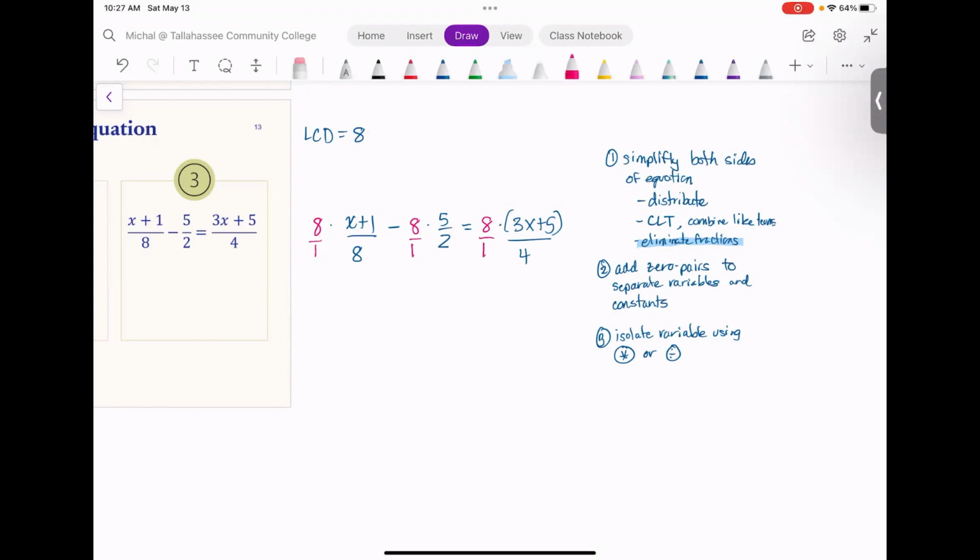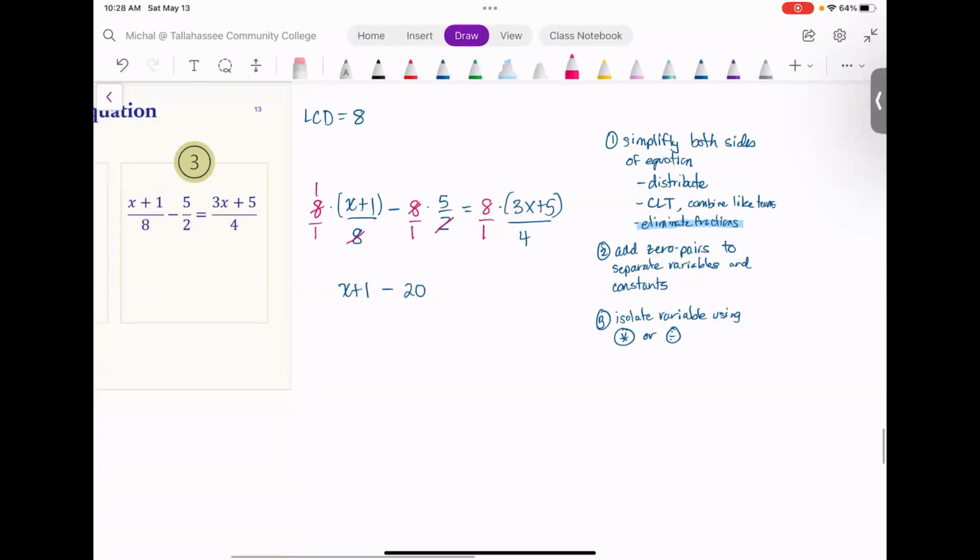On the left side, 8 divides 8 one time to get 1 times x plus 1. 1 times x plus 1 is just x plus 1, and I've completely eliminated the denominator, which was my goal. The second term, I can either cross multiply to get 40 divided by 2 is 20, or I can cross cancel before I multiply and get 2 goes into 8 4 times. 4 times 5 is 20. And I bring down my subtraction sign to make it minus 20.